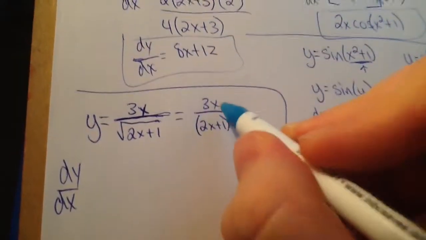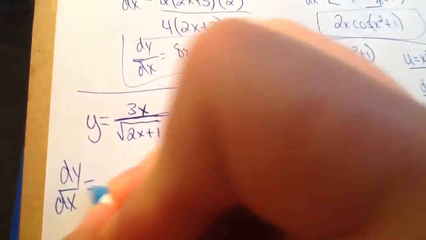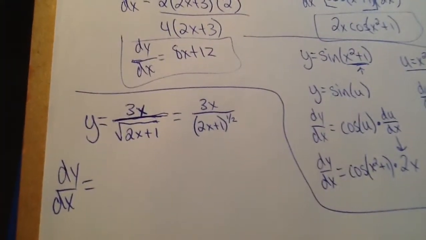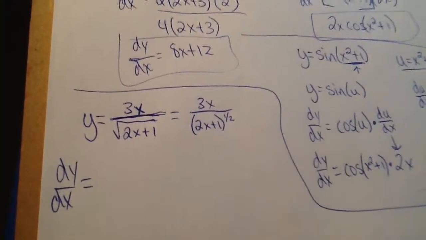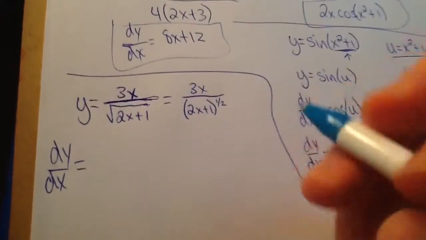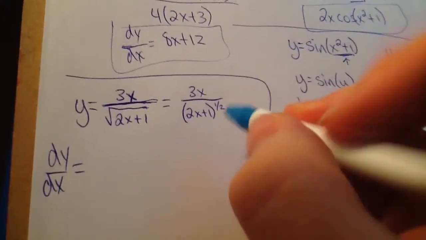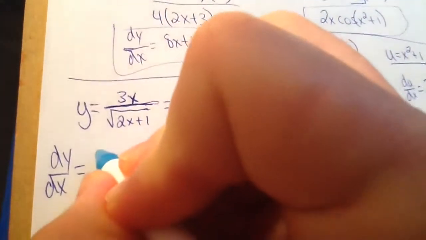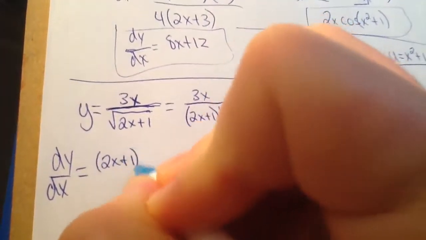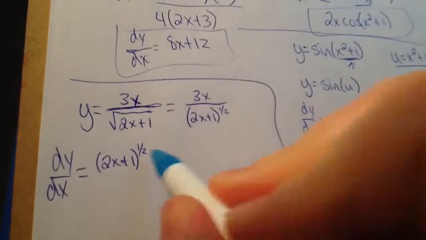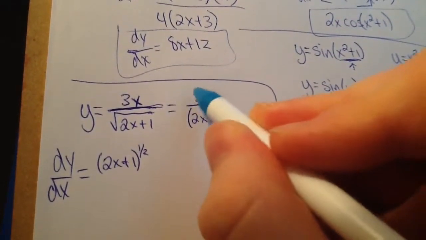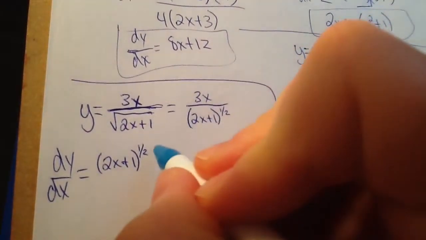So you got here, we're going to do quotient rule. So if you're feeling good, you can pause it and try this first before I explain it. So low, so bottom, 2x plus 1 to the 1/2 power times the derivative of the top. Well, the derivative of 3x, that's easy. That's just 3.